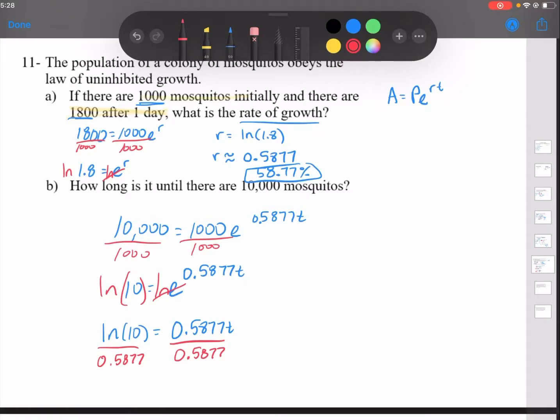So I'll go ahead and do that. So natural log of 10 divided by 0.5877. Yep, sorry, I just took a second. 3.918 days. Perfect. And that would be our solution.